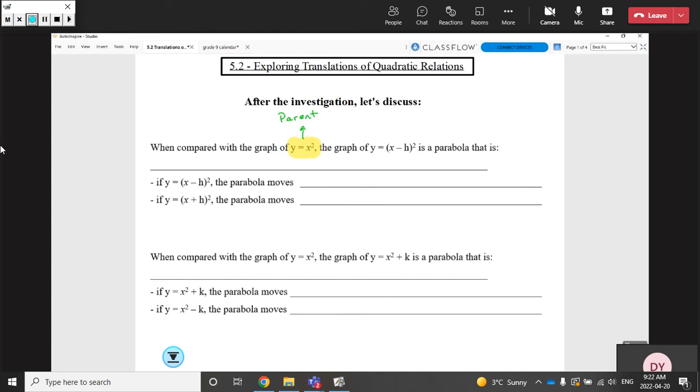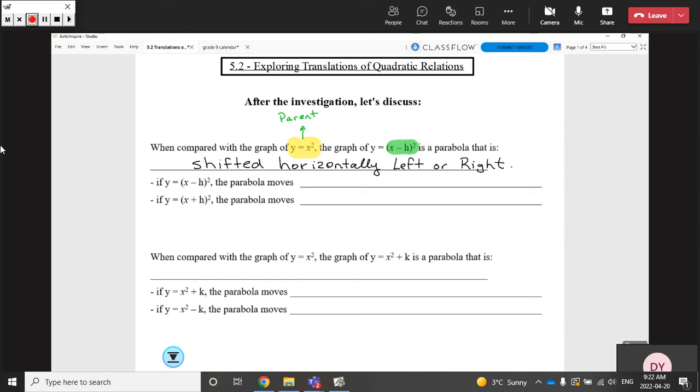So what did we say that h value does? When we're comparing x squared to (x minus h) squared, we can say that this new parabola is shifted horizontally, left or right. That's what this does.